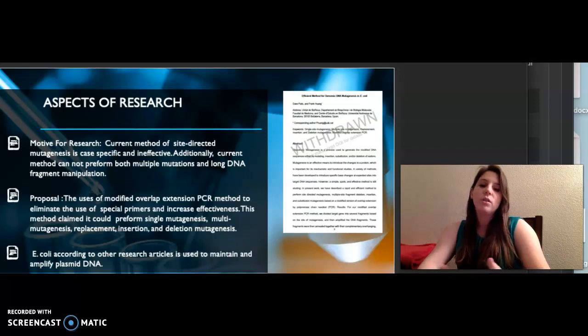The article uses E. coli, kind of like a test subject, you can think. However, I researched what this was used for in other articles. Other articles say that it's commonly used to maintain and amplify small plasmid DNA, which is what they used it for to test his method.